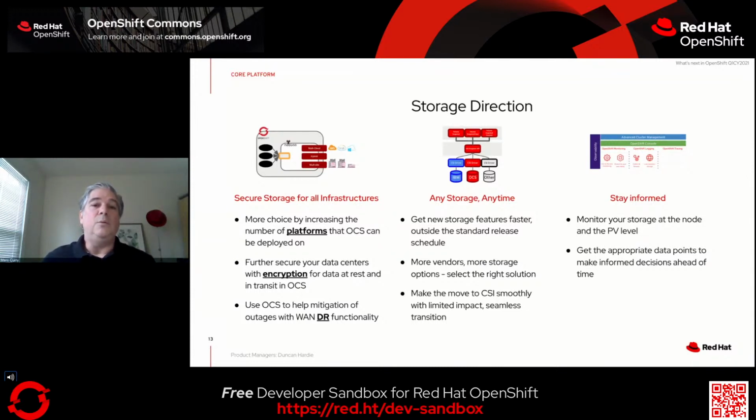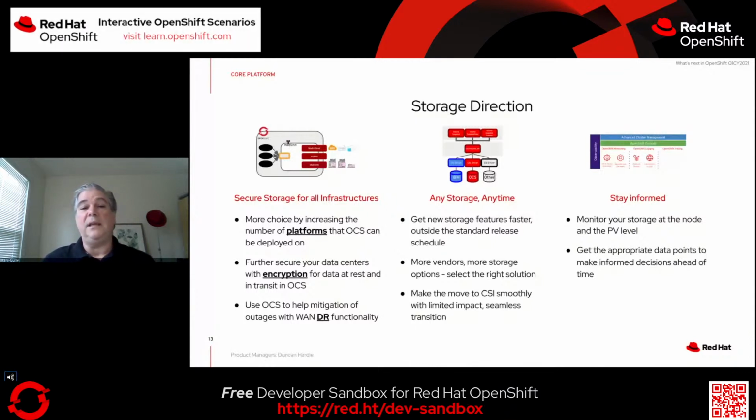But we continue to evolve the story with several new features, including OCS support for new platforms, including OpenShift Dedicated and ROSA, and also the ability to protect your data with WAN-DR functionality, and a complete encryption solution for data at rest and in transit. A second key use case is any storage, anytime.